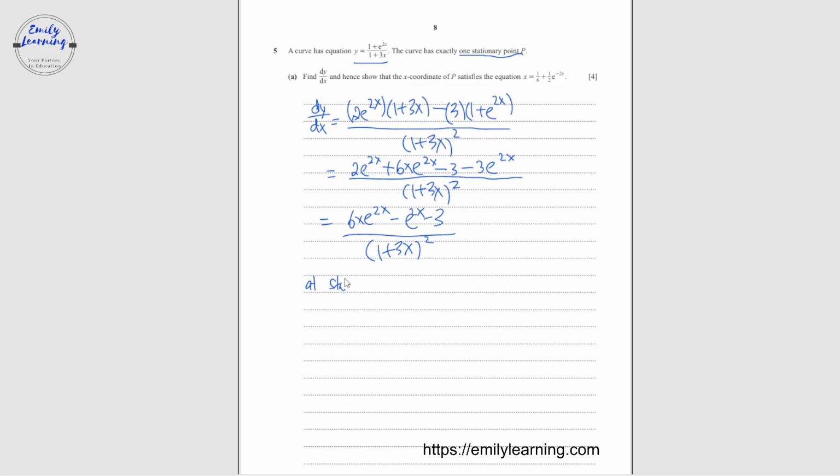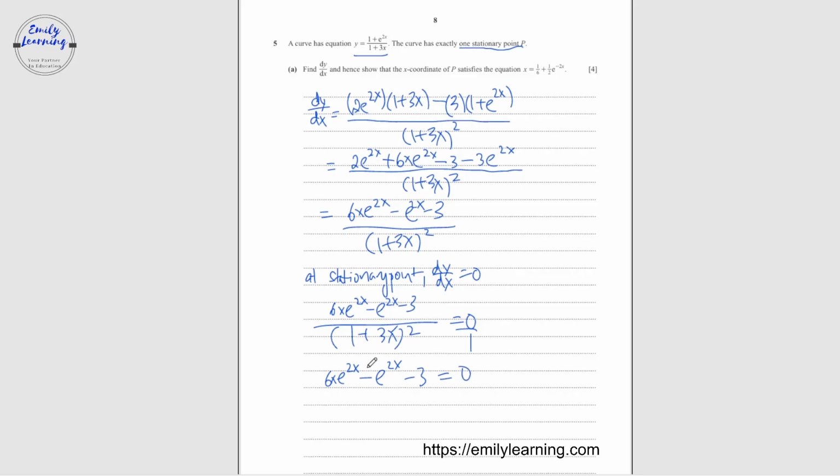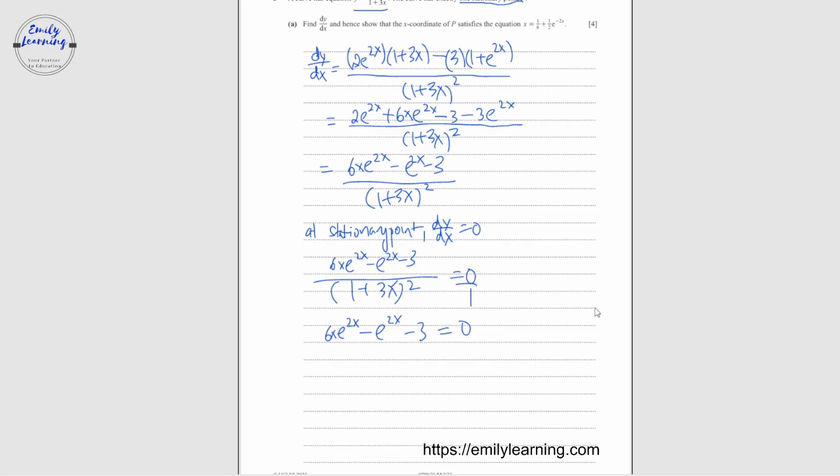At the stationary point, we know that dy/dx is equal to 0. So this whole thing is equal to 0. With that, I do a cross multiplication. This is gone, so I'll be left with 6x e to the power of 2x minus e to the power of 2x minus 3 is 0. So I know that the x coordinate of the stationary point will satisfy this equation.